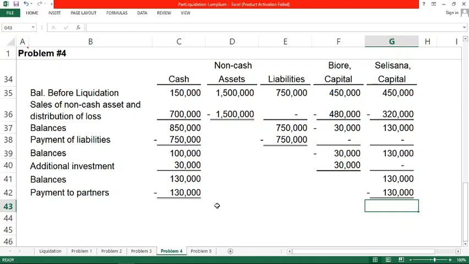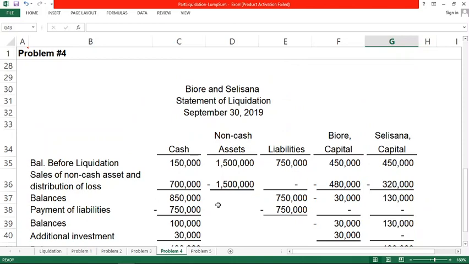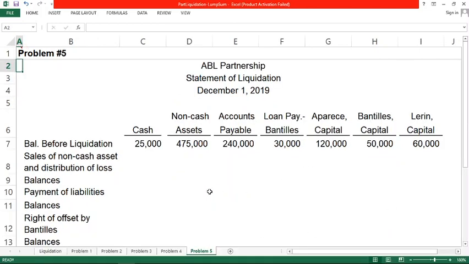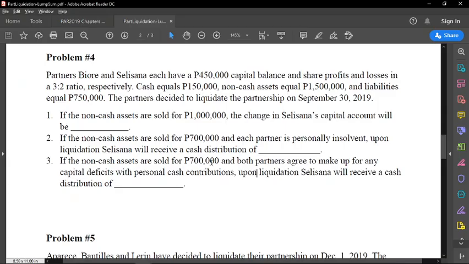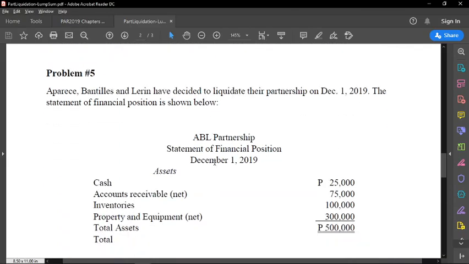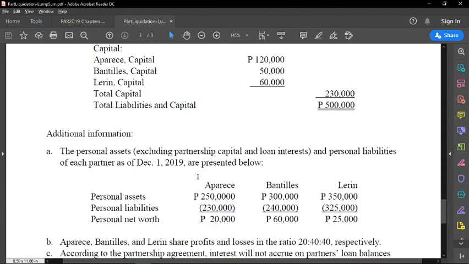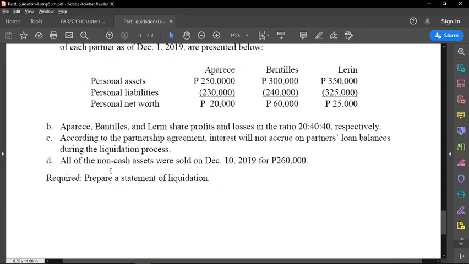So, that is how we account for, or that is how we prepare statement of liquidation under different assumptions presented like in problem number 4. So, I only prepared 5 problems. So, let us proceed to the last but not the least problem. Ayan, kasi mataas-taas. Taas din siya. Okay, requirement. Prepare, mataas-taas. Mahaba-haba. Prepare a statement of liquidation.